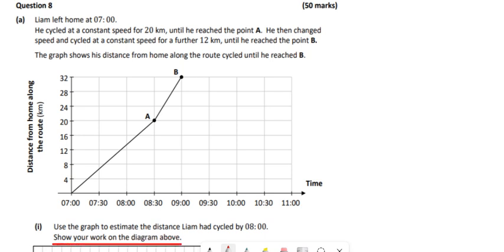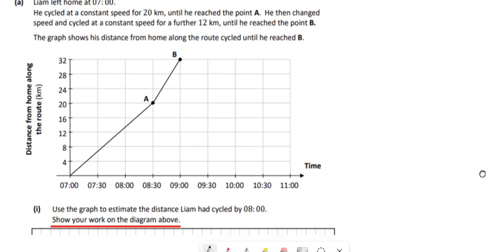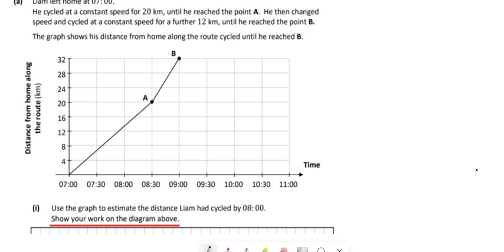So we just have to read off the graph here for the first bit now. One thing that's very important here is to show your work on the diagram above. So if you just have the right answer here, you won't get all of the marks, you get some of the marks. So we have to estimate how far he's travelled by 8 o'clock.